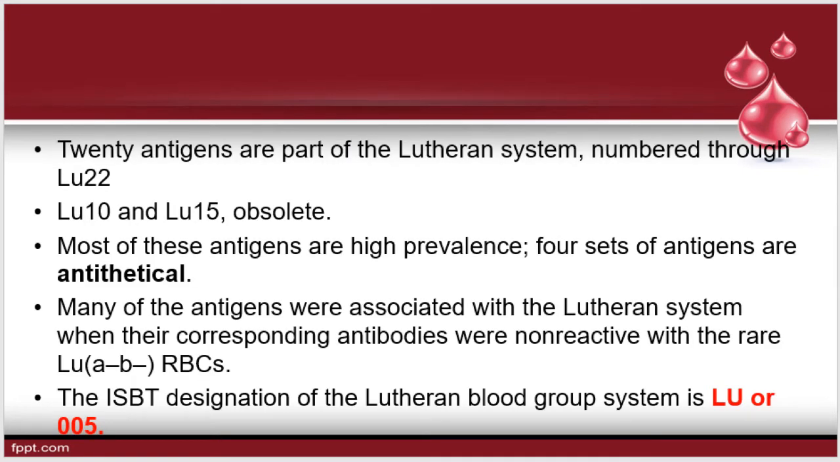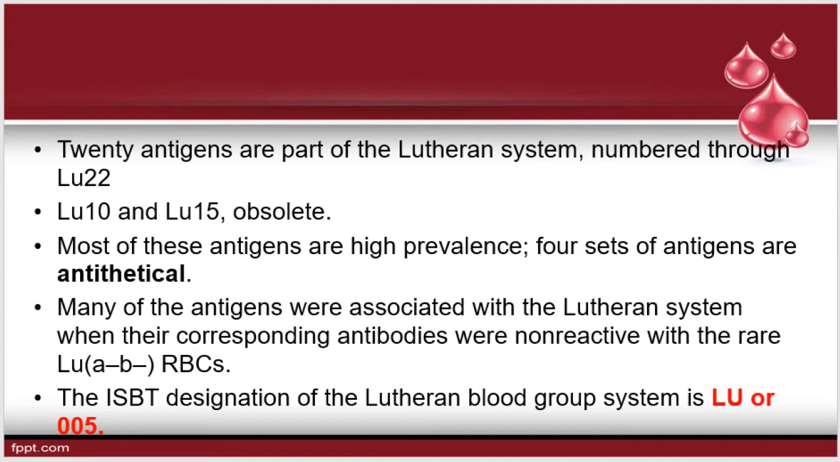So there are 20 antigens that are part of the Lutheran system. They are numbered through LU22. LU10 and LU15 are obsolete. Most of these antigens are high prevalence, but four sets of antigens are antithetical. Antithetical means a pair of antigens that are coded by different alleles of a single gene.